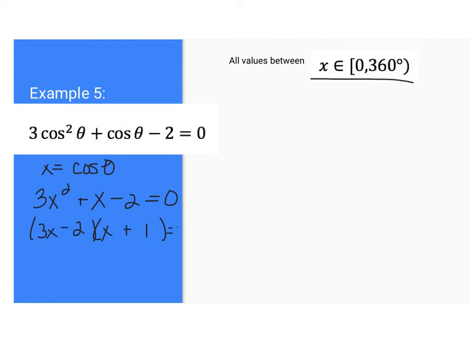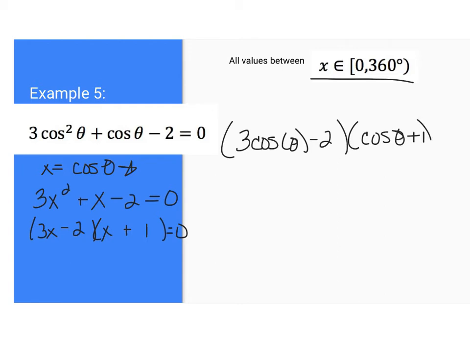Going to adjust the signs, and here's our factor. Now that we have that completely factored, let's remember that we substituted out cosine. So really what we have is 3 cosine theta minus 2 and cosine theta plus 1 equals 0. By substitution, we were able to substitute this down, making it into something that looks more comfortable to us.